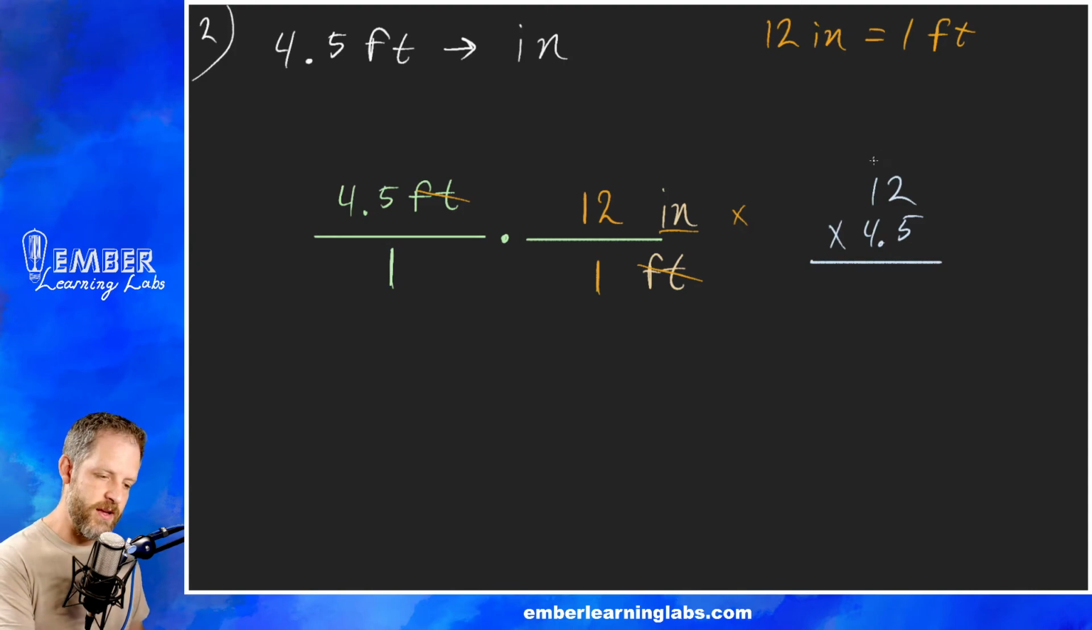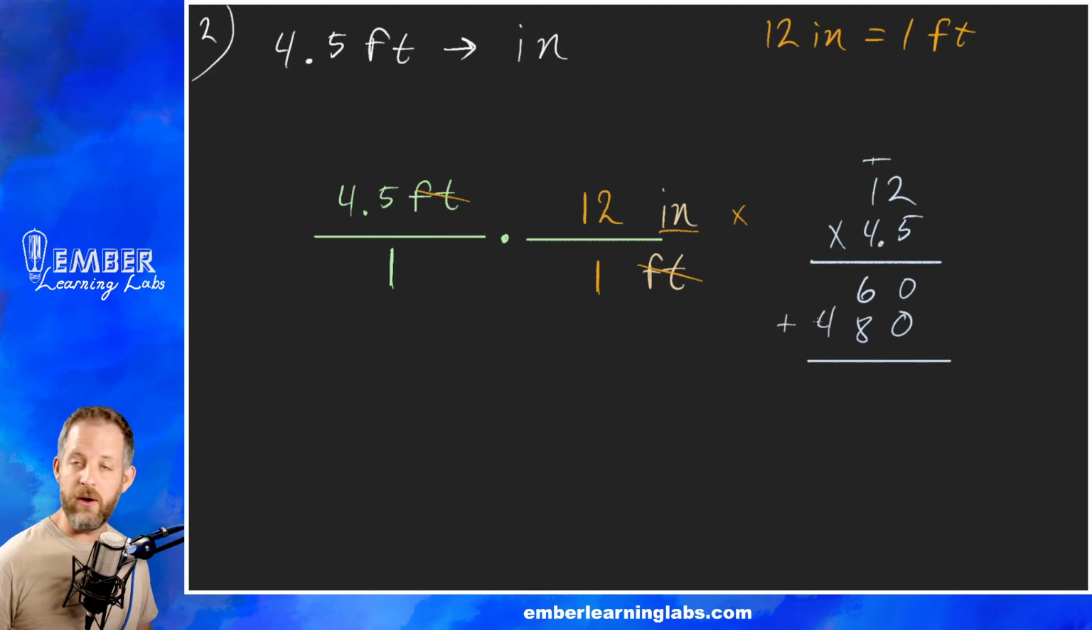5 times 2 is 10. 5 times 1 is 5. Plus 1 is 6. We're at the end of that. Going to scratch through that. Add us a 0. 4 times 2 is 8. 4 times 1 is 4. We're going to add those up. 0 plus 0 is 0. 6 plus 8 is 14. 1 plus 4 is 5. We've only got 1 decimal place moved over, so that's all we've got to move over there. We're going to bounce that decimal over once. So our answer is 54 inches.